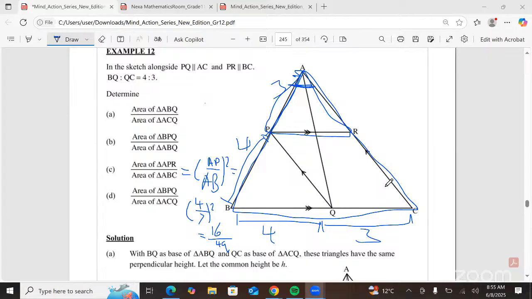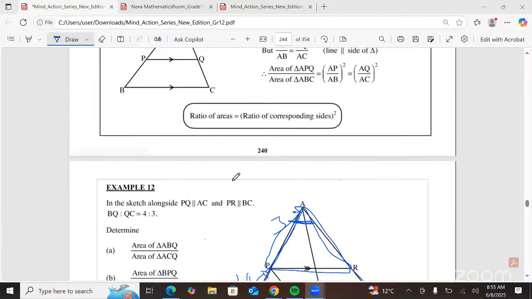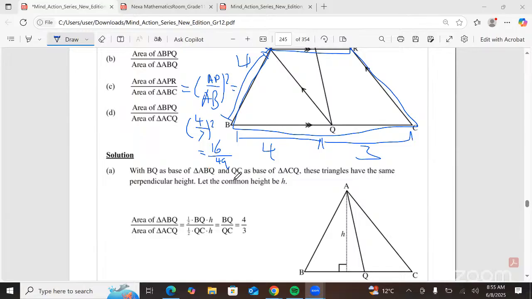But okay. Then the same applies with D. You will play around with your area, the types. You have type 1 and type 2. So let's proceed to the next part.